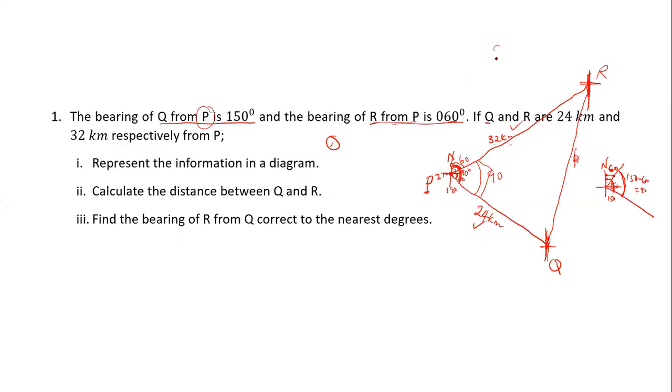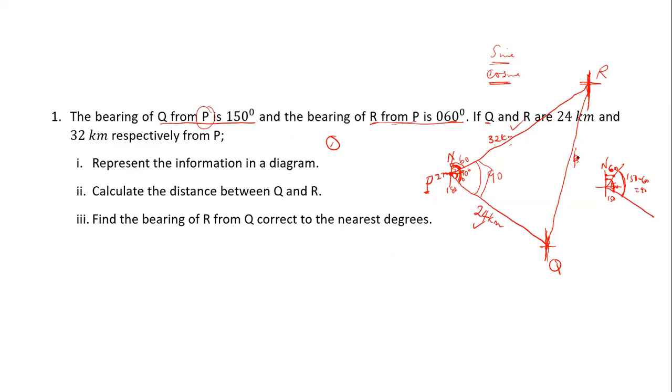So do we use sine rule or cosine rule? We have been given two sides and the angle between them. Which one is that? It is cosine rule. When you are given two sides and the angle between them, then you are using cosine rule. So how do we use it here now?